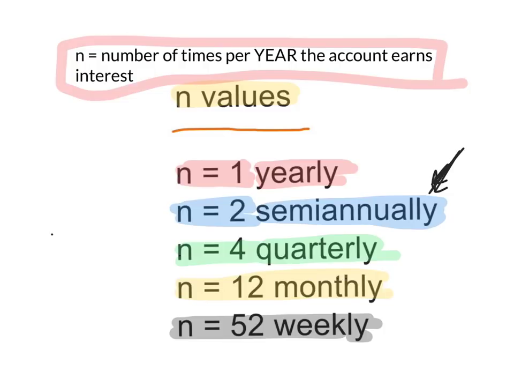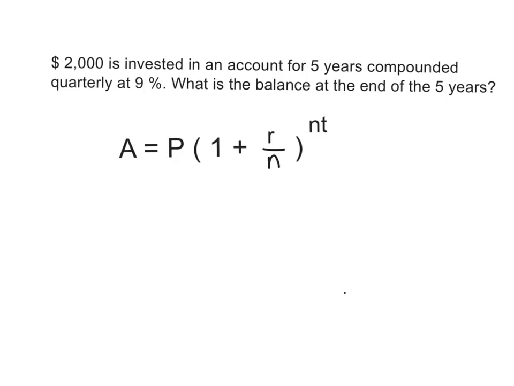Now, what are these interest questions going to look like? Well, here's the first of 3 that I want you to work on in this video lesson. $2,000 is invested in an account for 5 years, compounded quarterly at 9%. What is the balance at the end of the 5 years?